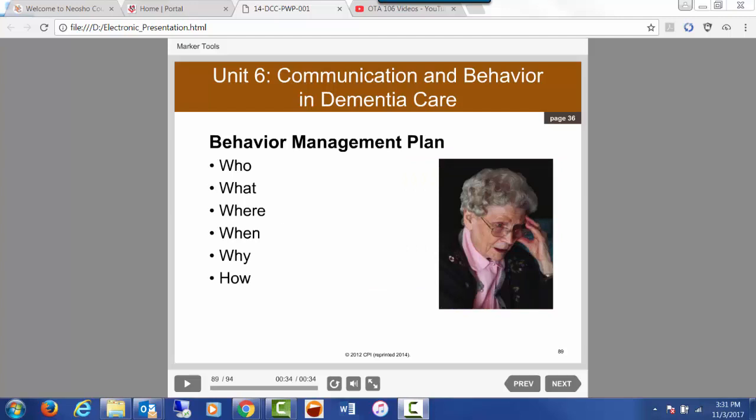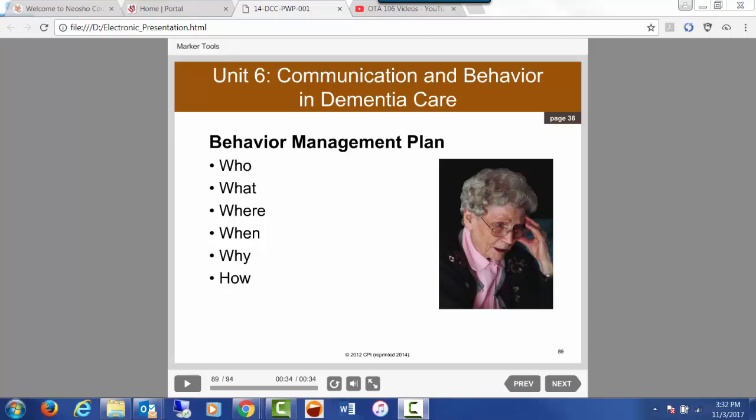When do we need to decide if there's a behavior? We need to devise a behavior management plan when behaviors get negative and impact the caregiver's ability to care for a person with dementia, or the person with dementia has limitations in their independence and occupations.